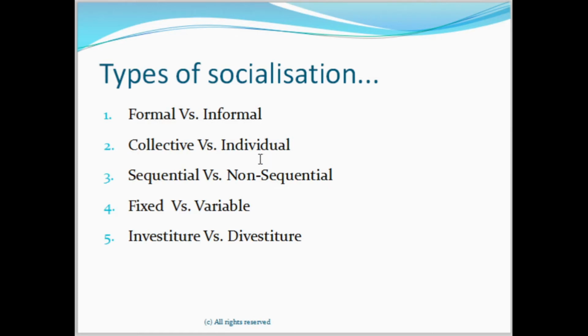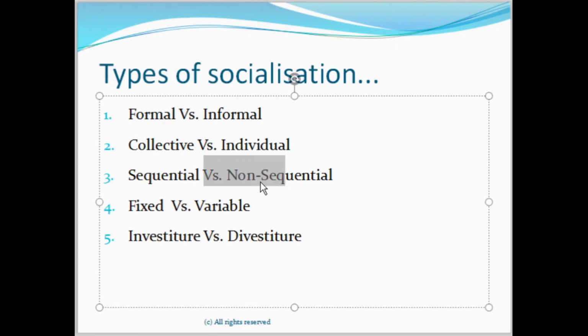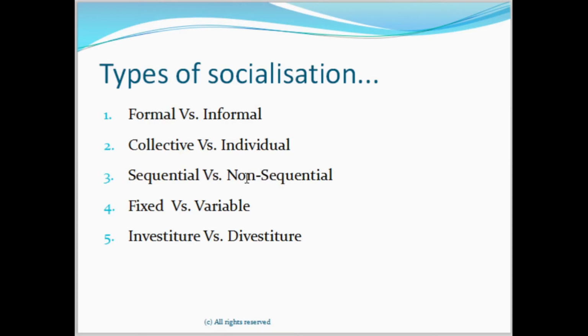Okay, moving to the third type of socialization, that is sequential versus non-sequential. Sequential refers to discrete and identifiable stages. Kindly understand, it refers to a series of discrete and identifiable stages through which an individual must pass in order to achieve a defined role and status. Whereas in case of non-sequential, individuals achieve position immediately.